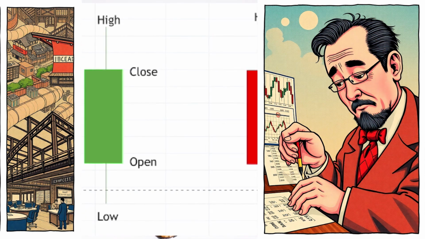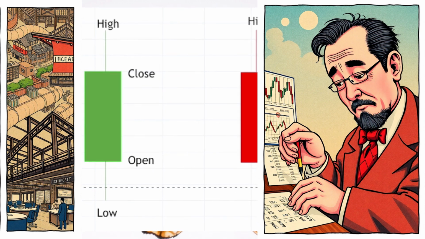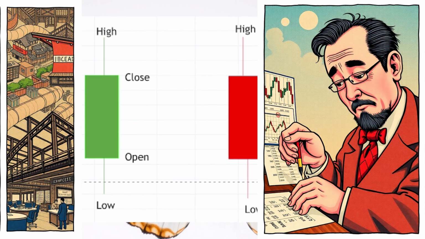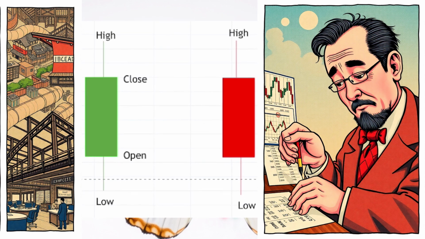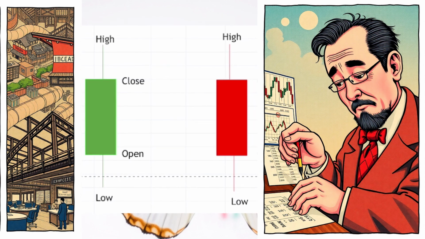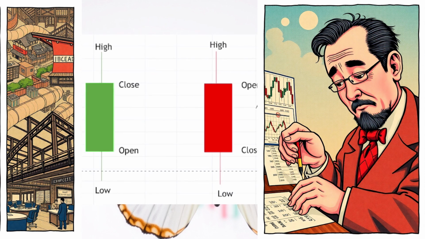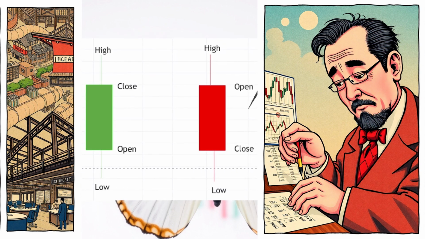A green candlestick, often called a bullish candle, reveals a period where the price closed higher than it opened, suggesting that buyers were in control. Conversely, a red candlestick, or a bearish candle, indicates that sellers dominated, with the price closing lower than its opening point. Let's bring this to life with an example.